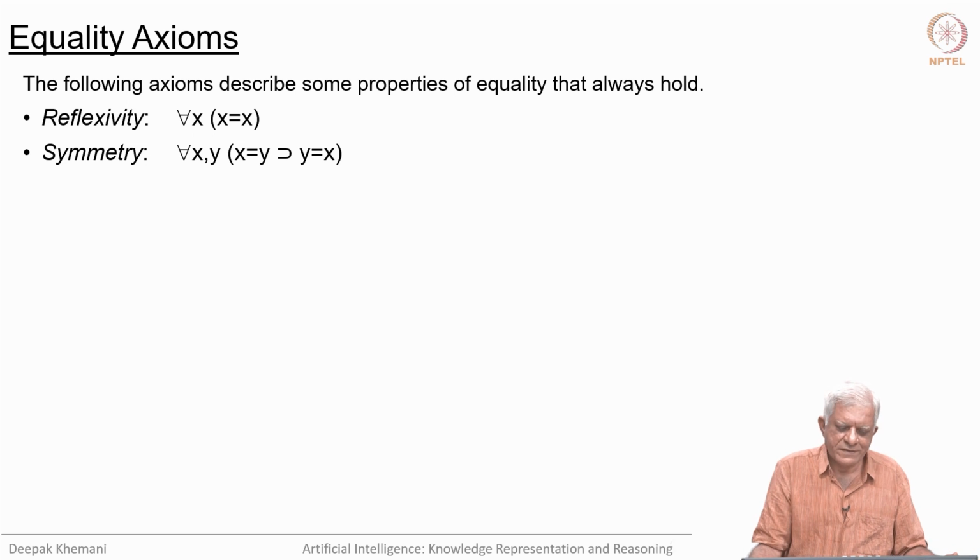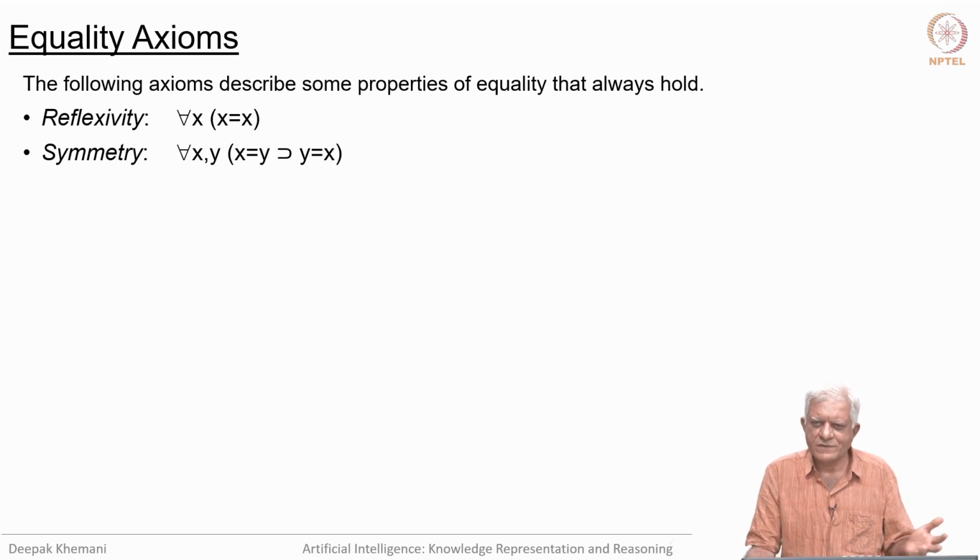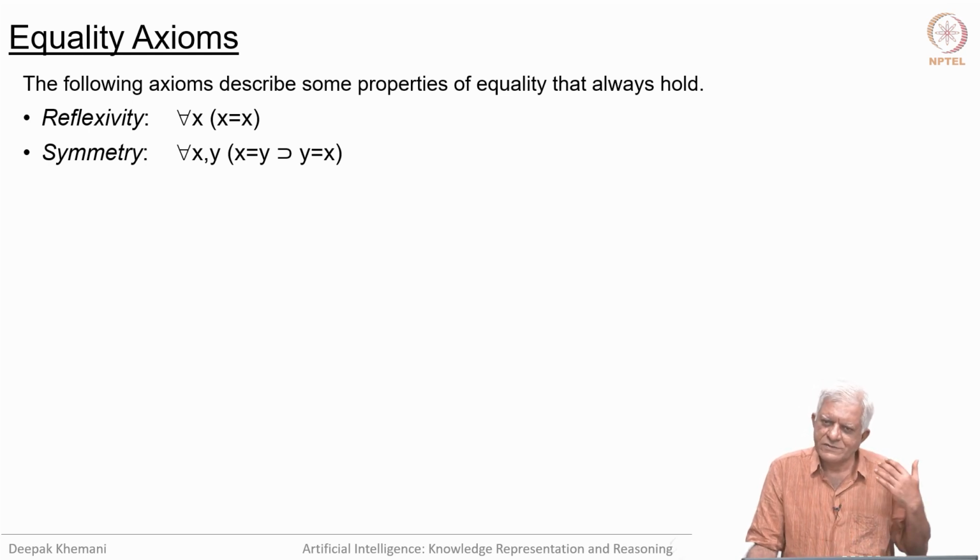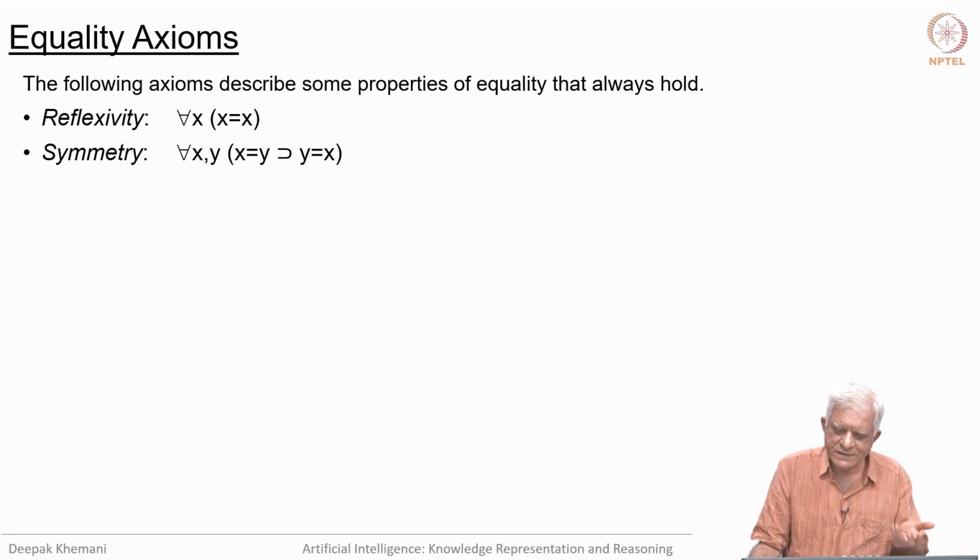Then symmetry: for all x, for all y, if x equal to y, then it means that y is equal to x. Again it may sound obvious, but it is a property, it is called symmetry, and when we study relations, we know that some relations are symmetric, some relations are not. For example, being taller than is not a symmetric relation. If I say Suresh is taller than Ramesh, then it does not mean that Ramesh is taller than Suresh. In fact, it is not symmetric.